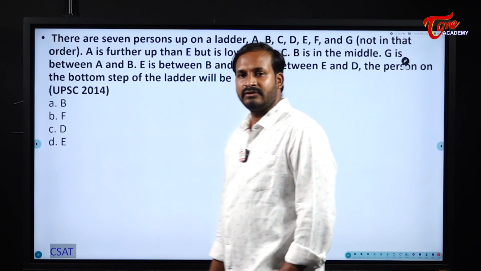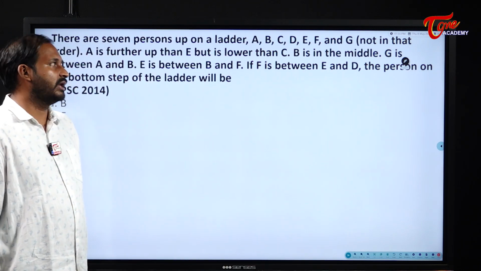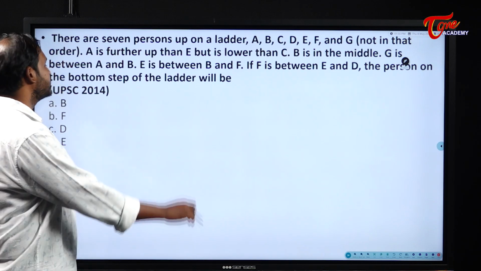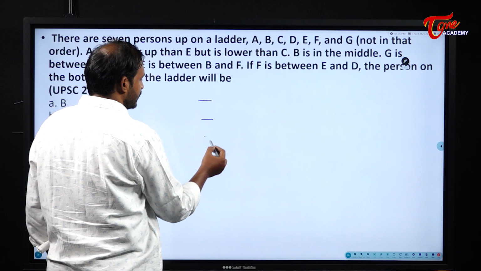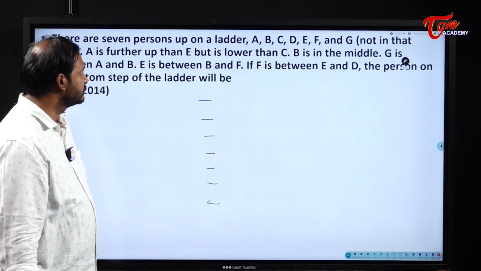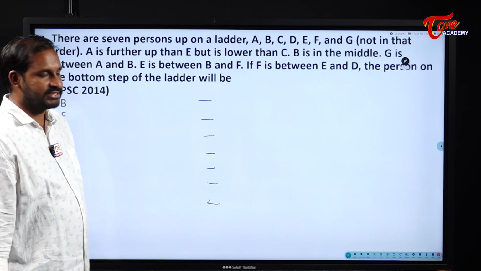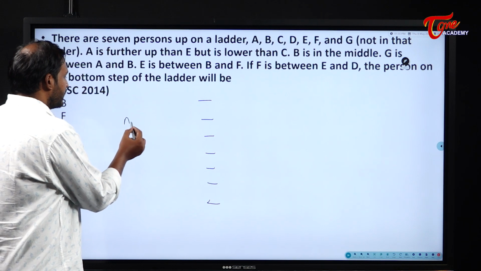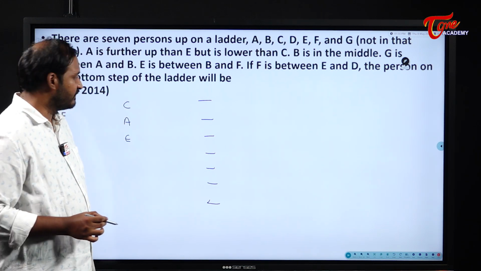See students, read the question. Read the question, that is important. Now there are 7 persons up on a ladder, A, B, C, D, E, F, G, not in the same order. So total 7: 1, 2, 3, 4, 5, 6 and 7. A is further up than E but is lower than C. That means A is above E but A is below C. Definitely A is below C.